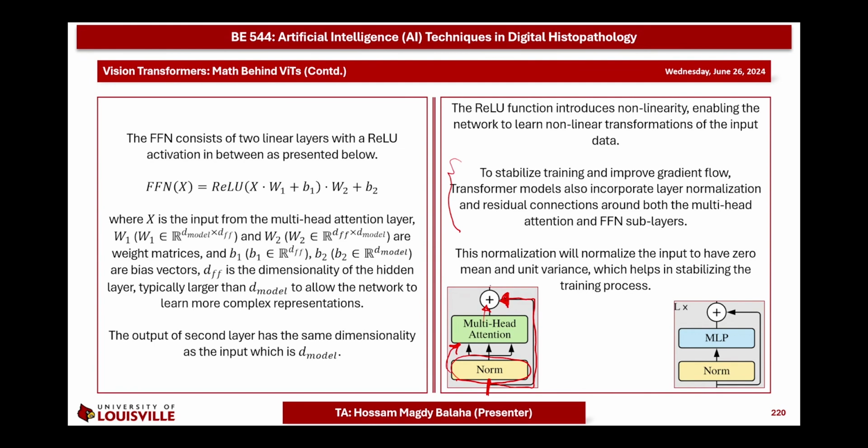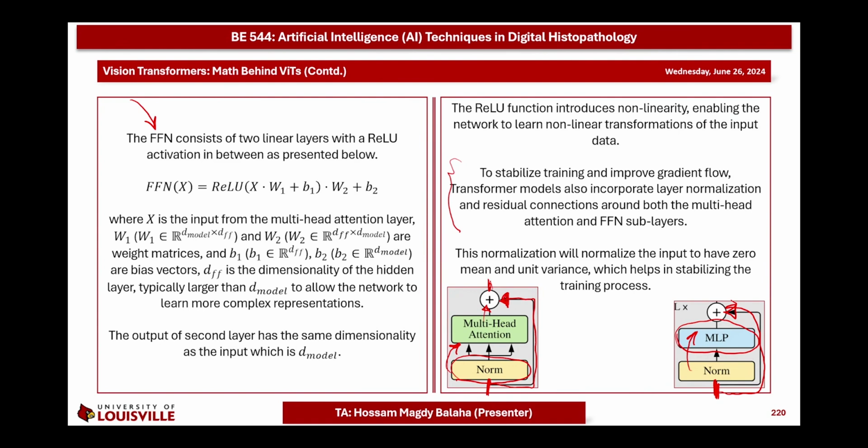After that, the output after the addition operation will be provided again to another normalization with a residual connection, and the output of the normalization is provided to an MLP layer, which is called the feed-forward network. This feed-forward network will consist of 2 linear layers and a ReLU function between them.